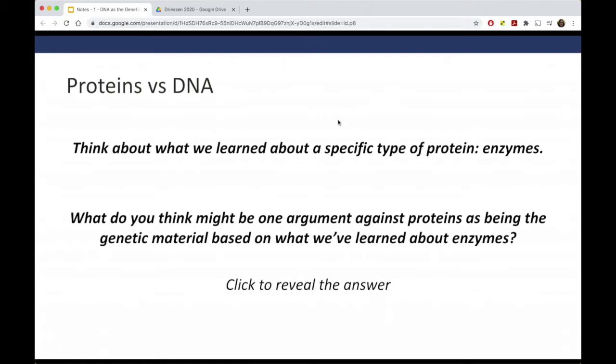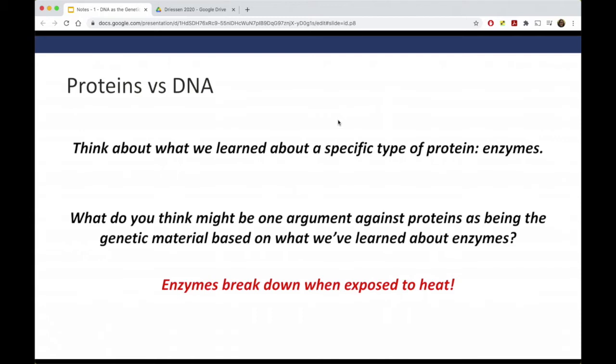Well, hopefully you remember that enzymes break down or denature when they're exposed to heat. So if the genetic molecule of our cells degraded every time we get overheated, that would be disastrous. Our genetic material is really critical for our cells to be able to work. So it just doesn't really make sense.